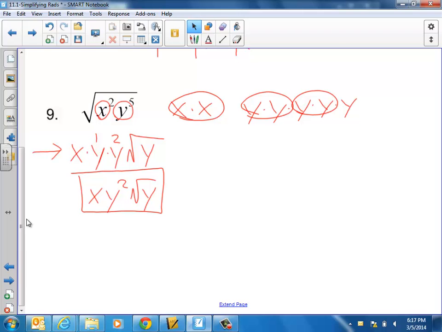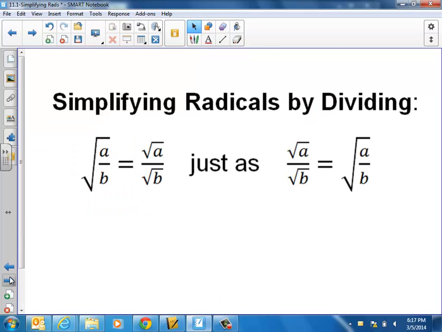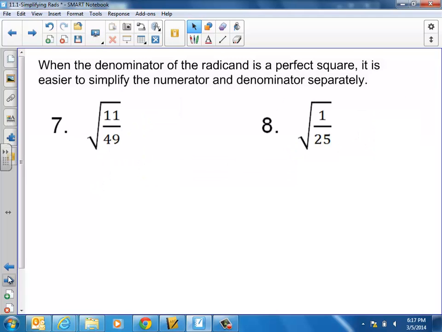Multiplied it together twice. All right, doing great. So I said that at the beginning of the video we were going to talk about multiplying radicals together, also dividing radicals. Let's get to the division part.